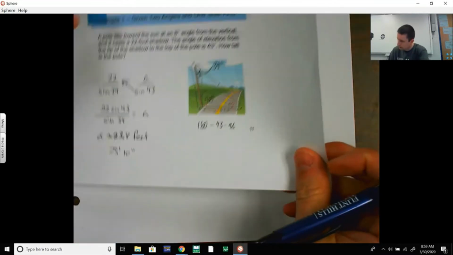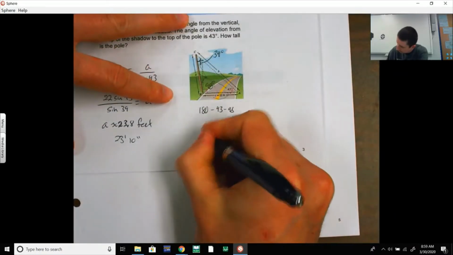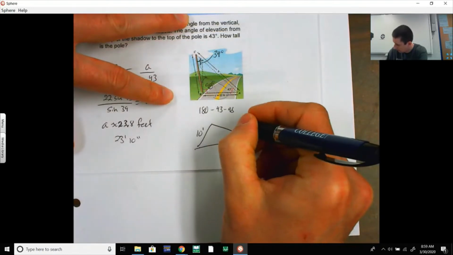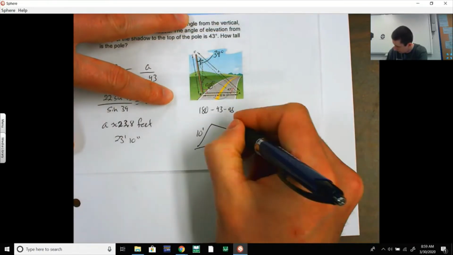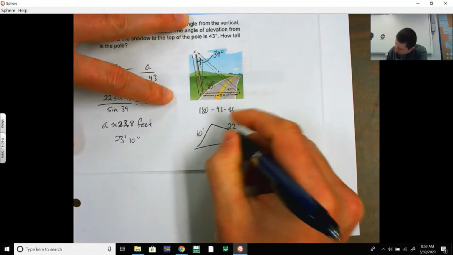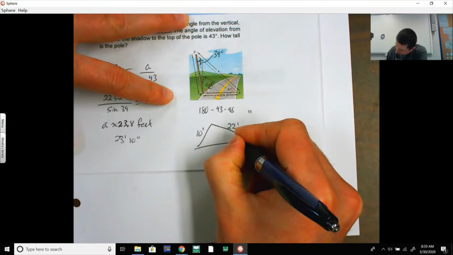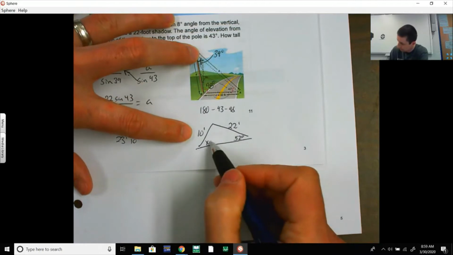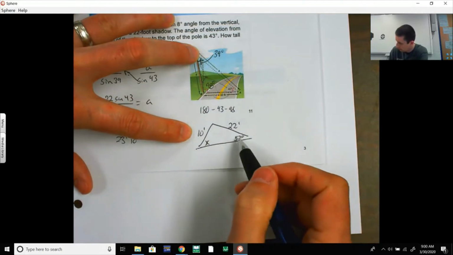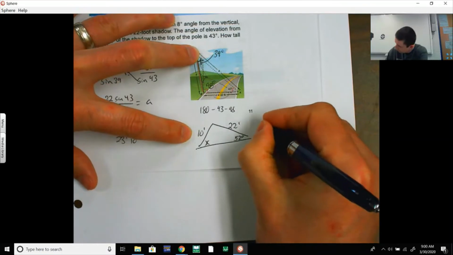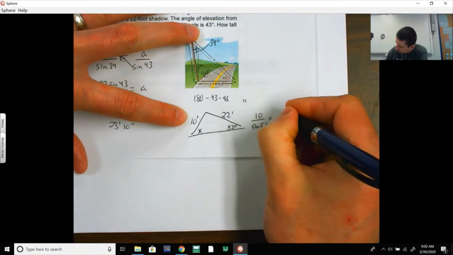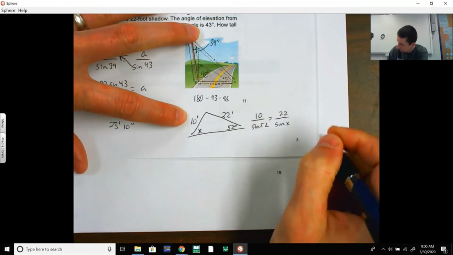Now, one more example I'm going to put in here. What if you need an angle? Okay, so what if you know this is 10 feet and this is, I don't know, let's make it 22 feet. And let's say this is 52 degrees and you're looking for that. And this is where the inverse operations come into play. Because you don't know that side. You are going to go 10 over the sine of 52 equals 22 over the sine of x.